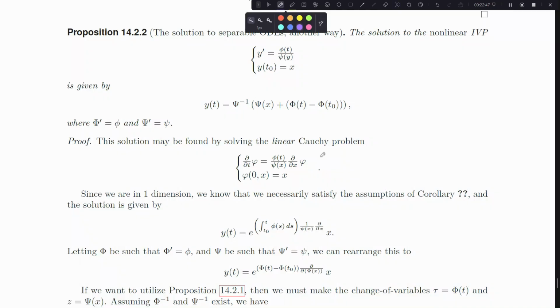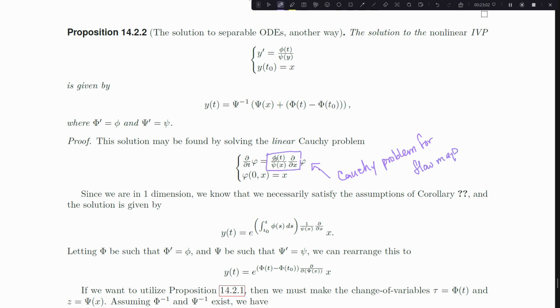So let's jump over here to the Cauchy problem for the flow map. And the Cauchy problem for this flow map looks like this. That's our linear operator in the Cauchy problem for the flow map. So I want to somehow get an expression for the exponential of this operator. If I just go to my right section in chapter 6, I know that the solution is this operator exponential. It's e to the antiderivative of phi and then 1 over psi partial x. So here you can probably start to see where I'm going to use that previous theorem where the partial x gave me a shift, but it gave me a shift by this much.